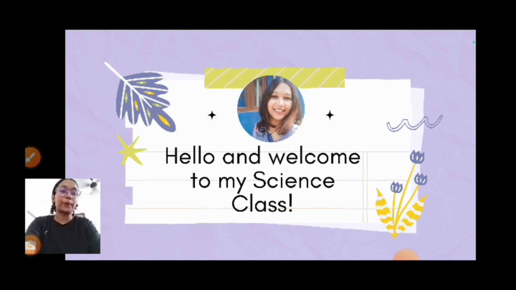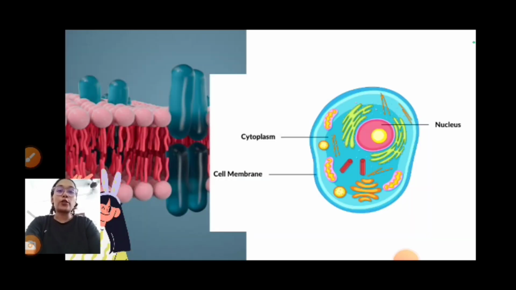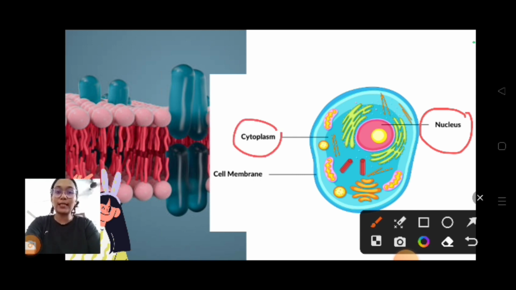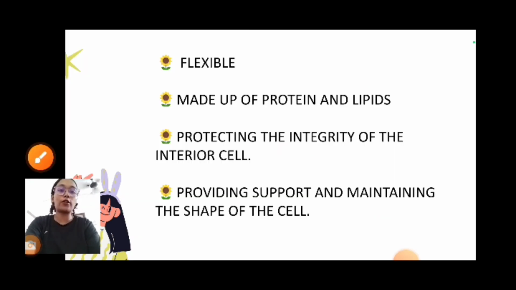Okay, so let's begin. We have already discussed the three main components of a cell: they have a nucleus, they have cytoplasm, and they have a cell membrane. Now in this topic we'll discuss the cell membrane, and in the next part we'll study the cell wall. Clear? So moving on to the next slide.